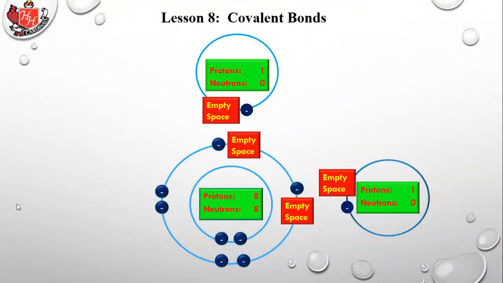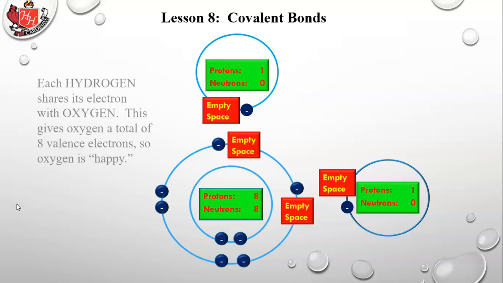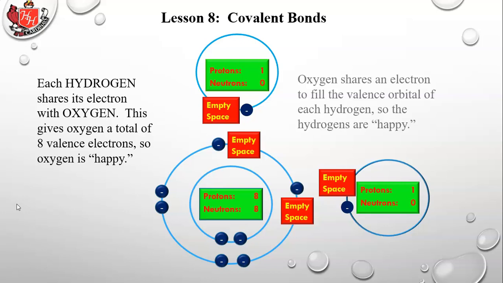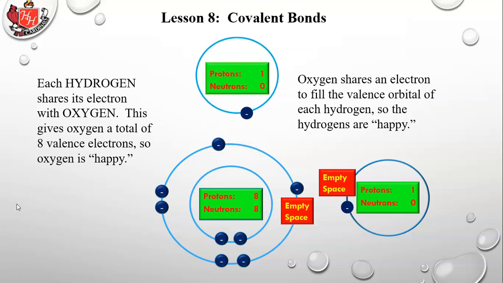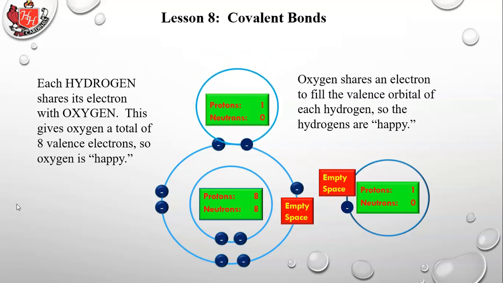So here's how they can work to form a covalent bond. Each hydrogen shares its electron with oxygen. This gives oxygen a total of 8 valence electrons, so oxygen's happy. So we'll see them coming together here. Oxygen shares an electron to fill the valence orbital of each hydrogen, so the hydrogens are happy. So we see the first hydrogen and oxygen pair up, and they share electrons. Oxygen shares that electron with hydrogen, and hydrogen shares its electron with oxygen.